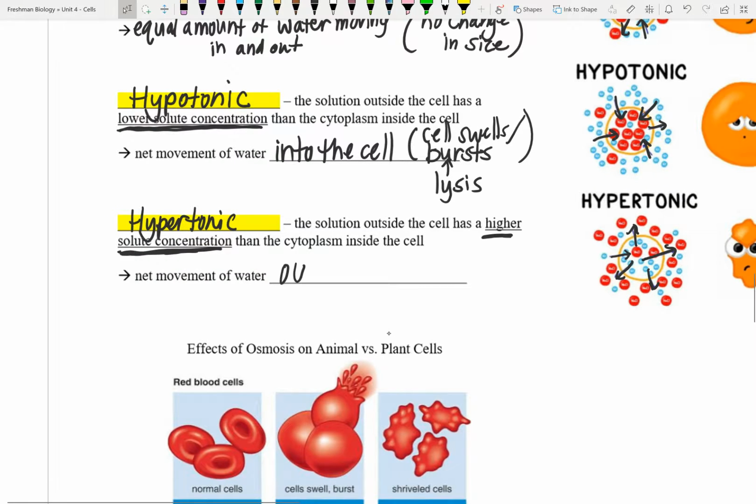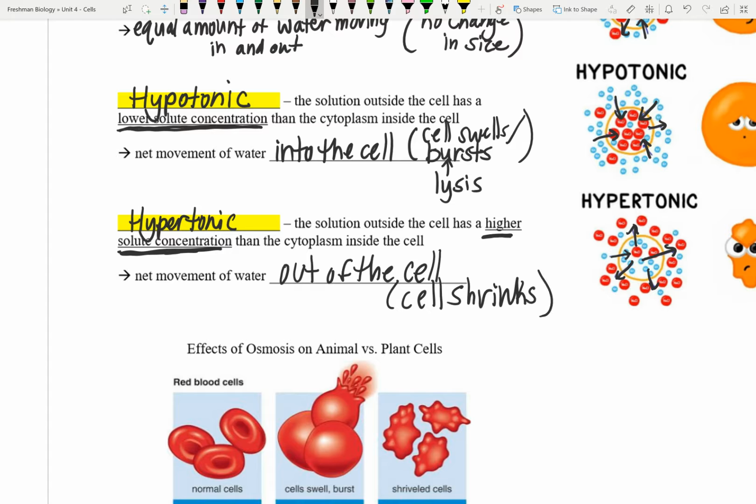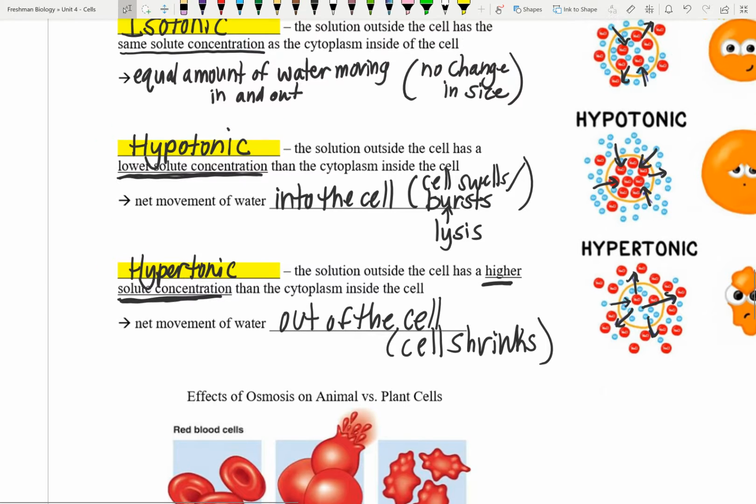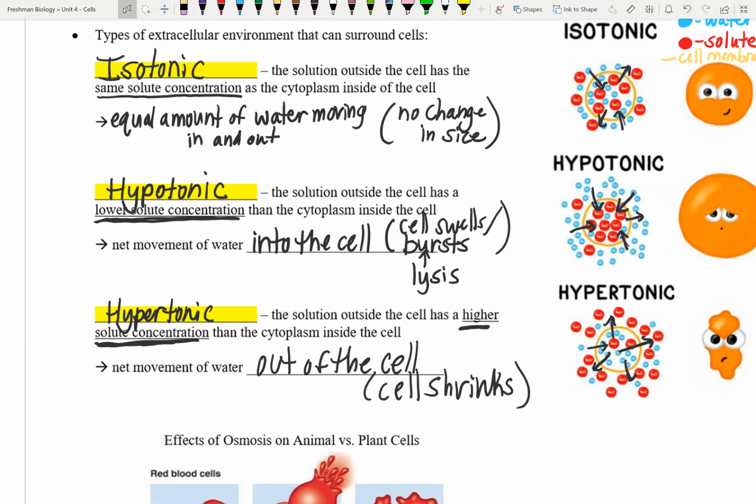Net movement of water out of the cell, and the cell shrinks or decreases in size. Okay, so in general, like in your body, your red blood cells that are floating around in your bloodstream are surrounded by something called plasma. That's a watery fluid, and it is isotonic to the cytoplasm inside of your red blood cells.